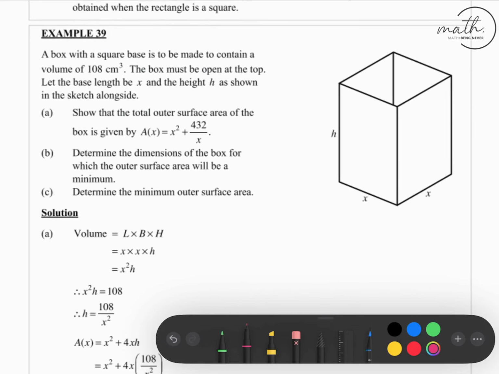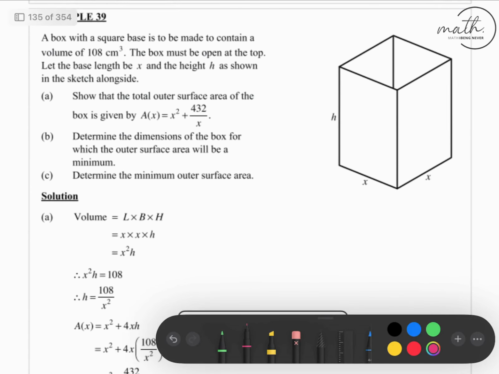Another example: a box with a square base is to be made to contain a volume of 108 cm³. The box must be open at the top, so it's open here, and you can see inside. Let the base length be x, and the height be h, as shown in the sketch alongside.